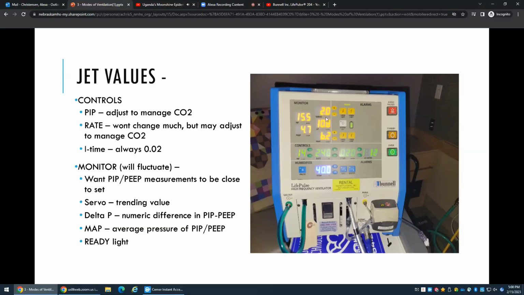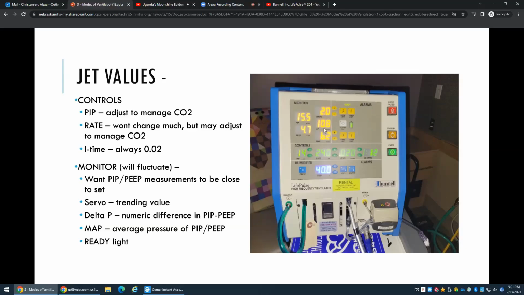This servo, this is that number I kind of talked about at the beginning. It's just like a trending value. This tells us how much flow it's taking for the jet to give the baby their breath. And it's just kind of, like I said, a trending number that we as RTs follow and pay attention to. It just kind of tells us that everything from the machine all the way to the baby's lungs is working properly and that there's no hiccups. There is a high and a low limit. So if this gets outside of the range that we have set, it will alarm. And we'll talk about alarms in just a minute, but it's really just a trending value.